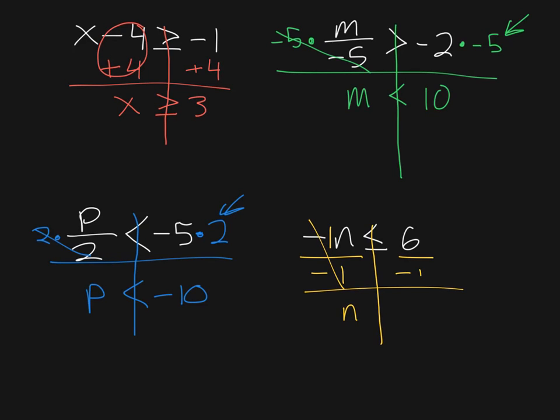6 divided by negative 1 is negative 6. And because we divided by this negative number here, we divided by negative 1, we have to flip the inequality so it becomes n is greater than or equal to negative 6.